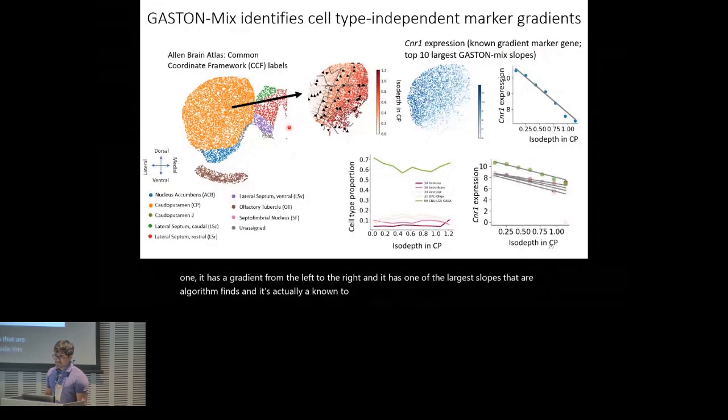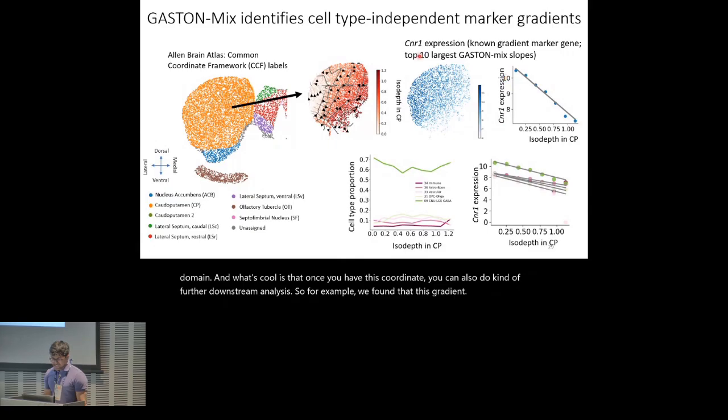And what's cool is that once you have this coordinate, you can also do further downstream analyses. For example, we found that this gradient of gene expression of CNR1 does not correspond to cell type. If you look at different cell types, you still have this gradient even within different cell types. So it's a cell type independent gradient that could be due to maybe how you cut the tissue or neuron connectivity or other sorts of things.